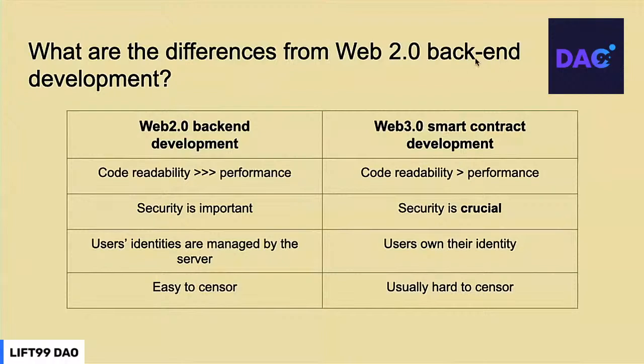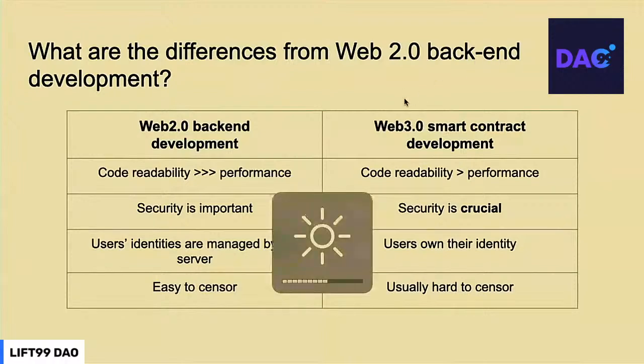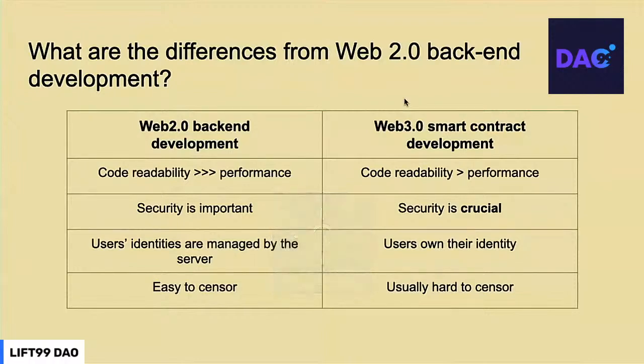Also, the identities of the users are not managed by the server. Currently, a user has some login and password, and they have them on Google or whatever service like Facebook or Twitter. But in crypto, users hold their own keys. They are the owners of their wallets, they are the owners of their address. And also, one of the biggest advantages of Web3 is censorship resistance. It is possible to create some kind of censorship there, but it will be expensive and nobody does that in practice.